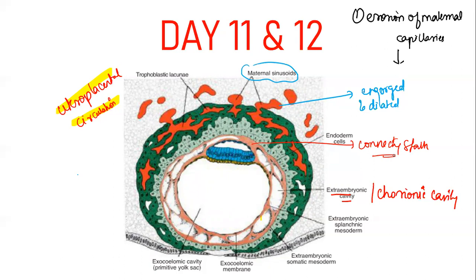So what are the things that you must know in day 11 and day 12? First is the utero-placental circulation. Second, there is a formation of an extra-embryonic mesodermal cavity. Extra-embryonic mesodermal cells form between the cytotrophoblast and the primitive yolk sac, and these cells cover all along the primitive yolk sac and the amnion, except where the amnion establishes a connection with the cytotrophoblast. A space appears slowly in the mesodermal cells, and that gives rise to a cavity called the extraembryonic cavity or the chorionic cavity.